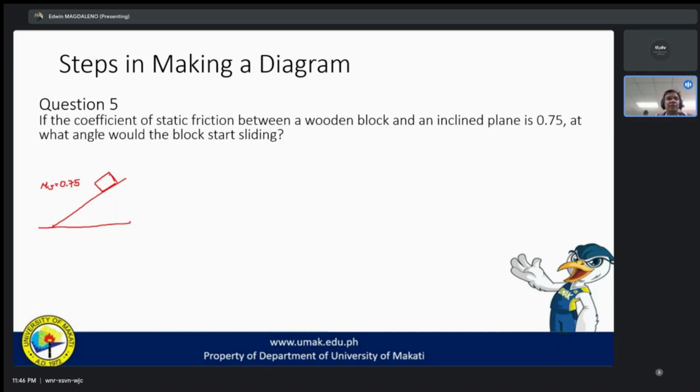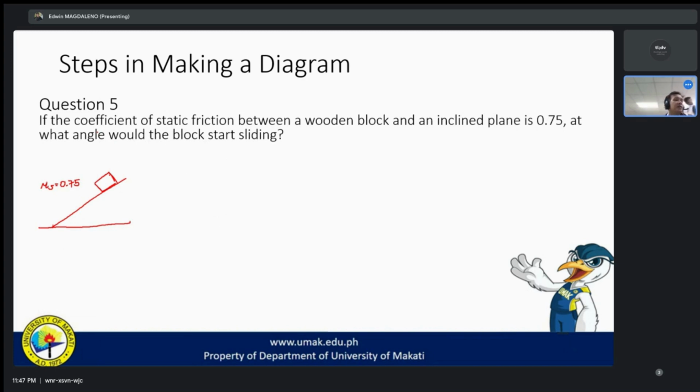Okay, so good morning. Today we're going to make a diagram, or free body diagram, from a worded problem. So what are the steps to do? The first thing that we need to do, once we already have the diagram, is to plot the forces acting on the object. Ano ba yung mga forces na nakaka-apekto sa kanya?